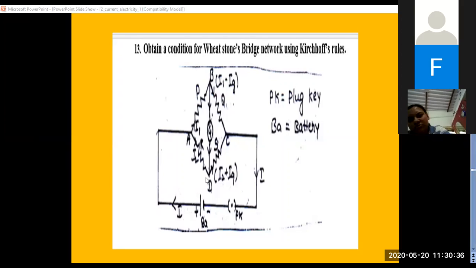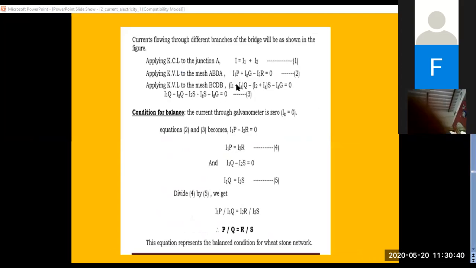Then it should have come from D to A. But the direction is opposite, so only that term will be taken negative. I1 into P plus IG into G minus I2 into R, because it is not in the direction of the flow, will be equal to 0. Equation 1: Kirchhoff's voltage law, I am applying for this loop.